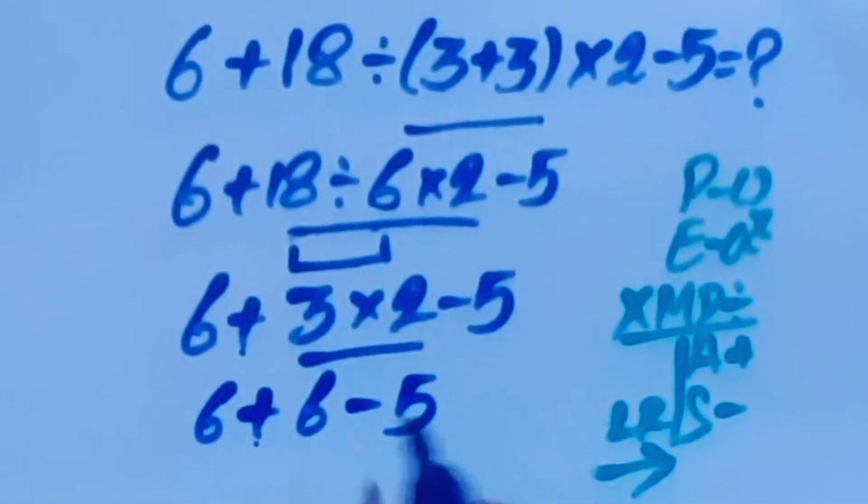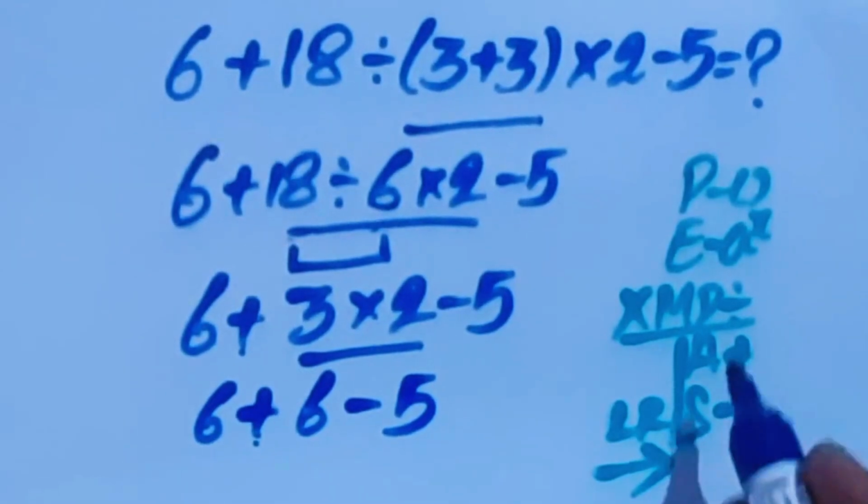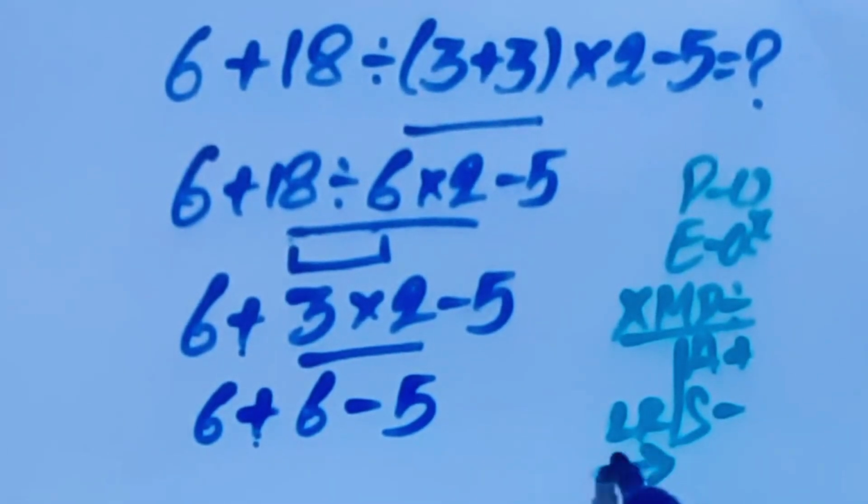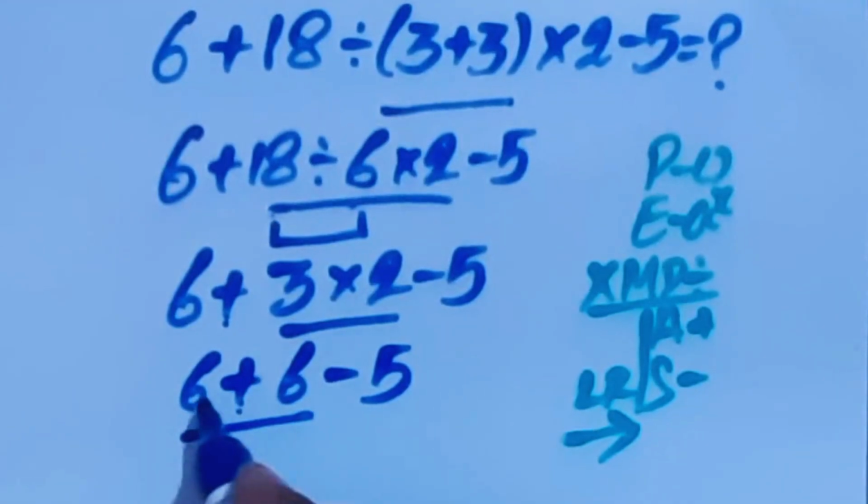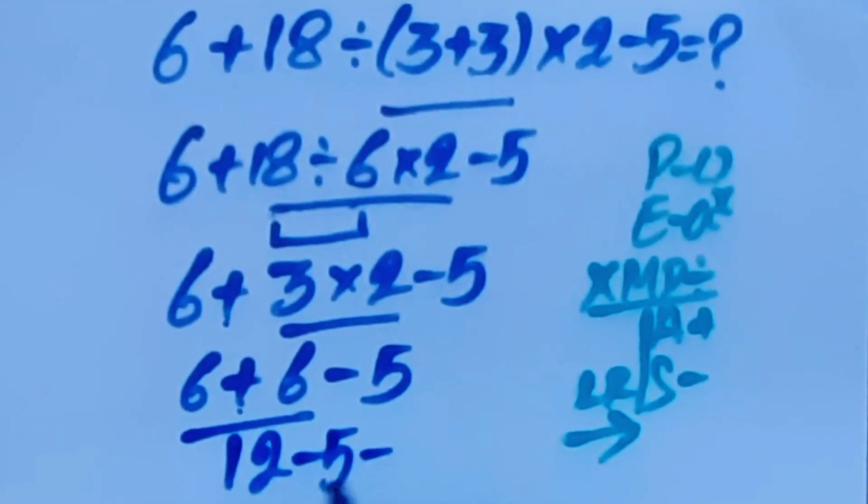Here we have addition and subtraction. Both are here equal priority. For this equal priority, we are going to introduce this left to right. Here left to right is this 6 plus 6. 6 plus 6 is 12 minus 5. Here 12 minus 5 is 7, which is the correct answer.